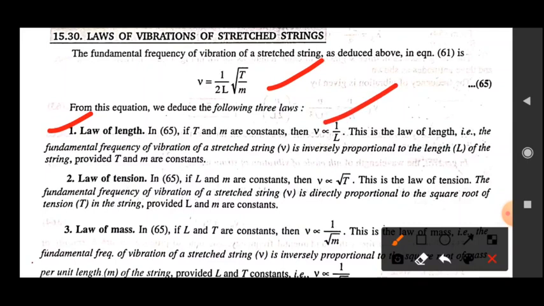Means if we change the length of the string, then its frequency will change. If the length increases, the frequency will start to decrease. Now the second law is the law of tension.